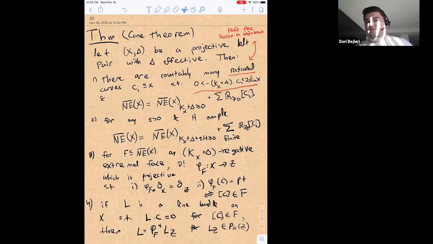Okay, welcome back. So today we're going to finish the proof of the cone theorem. So I copied and pasted the statement that we wrote down last time. I'll just leave it on the screen for a second so that we can recall exactly what we're trying to prove, and then I'll recap what we've done so far.